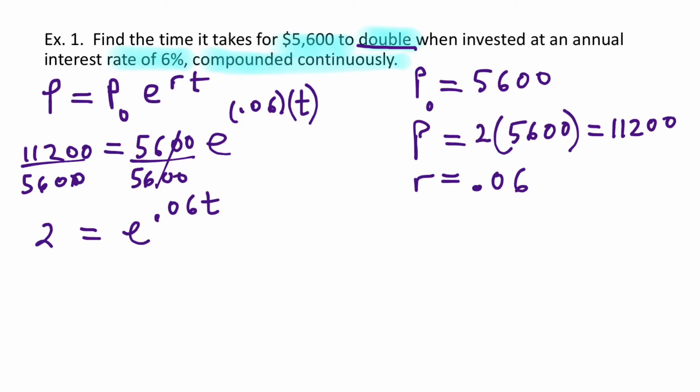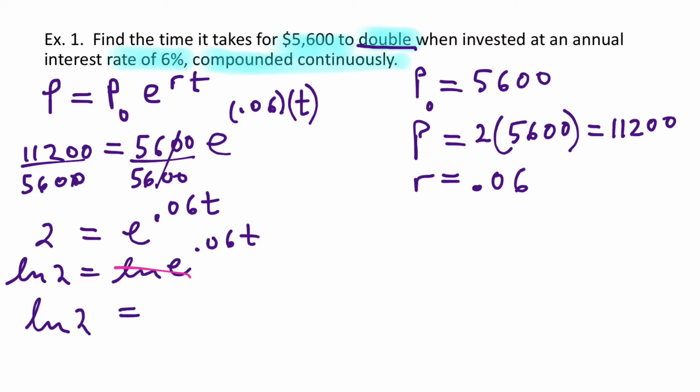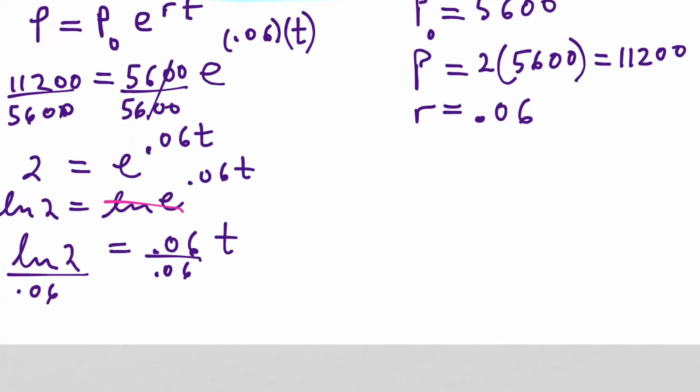All right, so now I've got to solve for t. To undo an e and get to the t, I need to take the natural log of both sides. So I'm going to take the natural log of both sides, and that allows me to cancel this out. So I've got the natural log of 2 is equal to 0.06 times t. And then if I divide by 0.06, I'll say that t is equal to the natural log of 2 divided by 0.06.